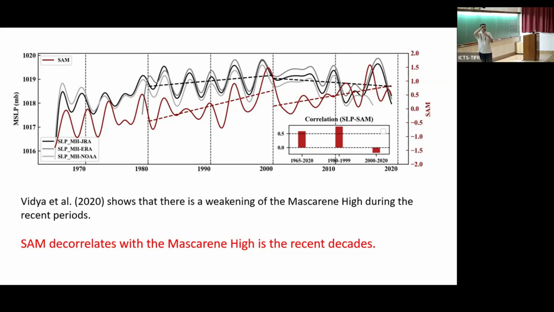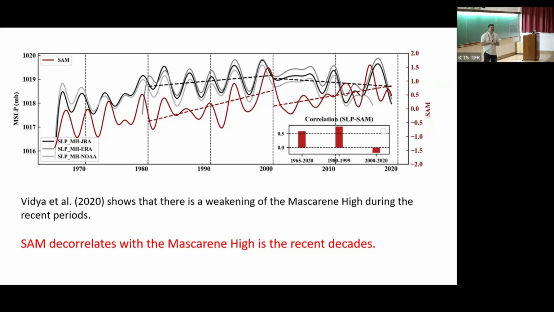So the correlation between the South Tropical Indian Ocean and the Southern Ocean was actually lost. And in fact, they show a negative correlation. And if you look at the trend also, the SLP is having a negative trend, whereas the SAM continues to have that positive trend. So the correlation between the Southern Ocean and the South Tropical Indian Ocean is no longer working.